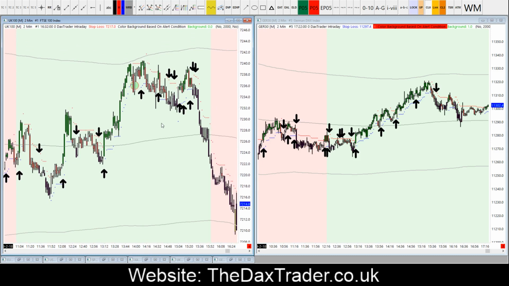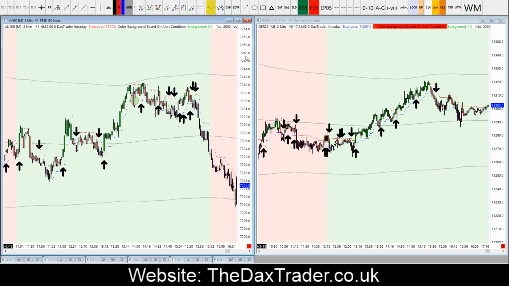So just got to be aware that in about 30 minutes time, you've got the German ZEW index that's going to come out. That will provide its usual volatility for the DAX, so keep an eye out on that. But besides that, that's pretty much the main piece of news out this morning.